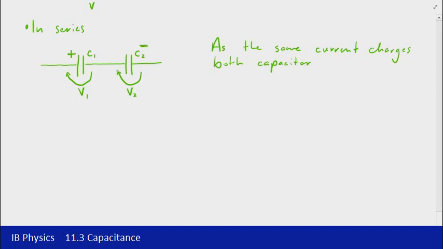That means that all the electrons in this middle section will therefore be repelled by this negative and attracted to this positive plate, so this plate becomes negative and this plate becomes positive in equal measure to the charge that's building up on the negative plate and the charge that's building up on the positive plate of C1. So we still do get that separation of charge through that middle section as well. So as the same current charges both capacitors, they will both store the same amount of charge.